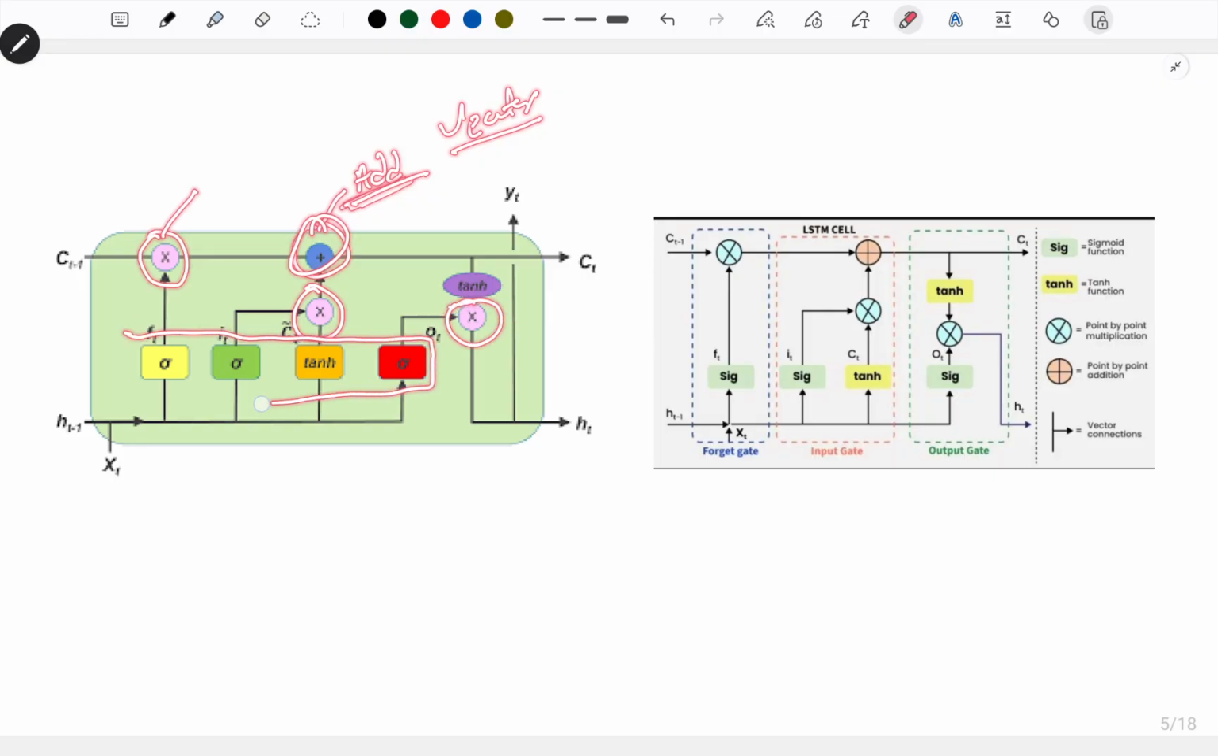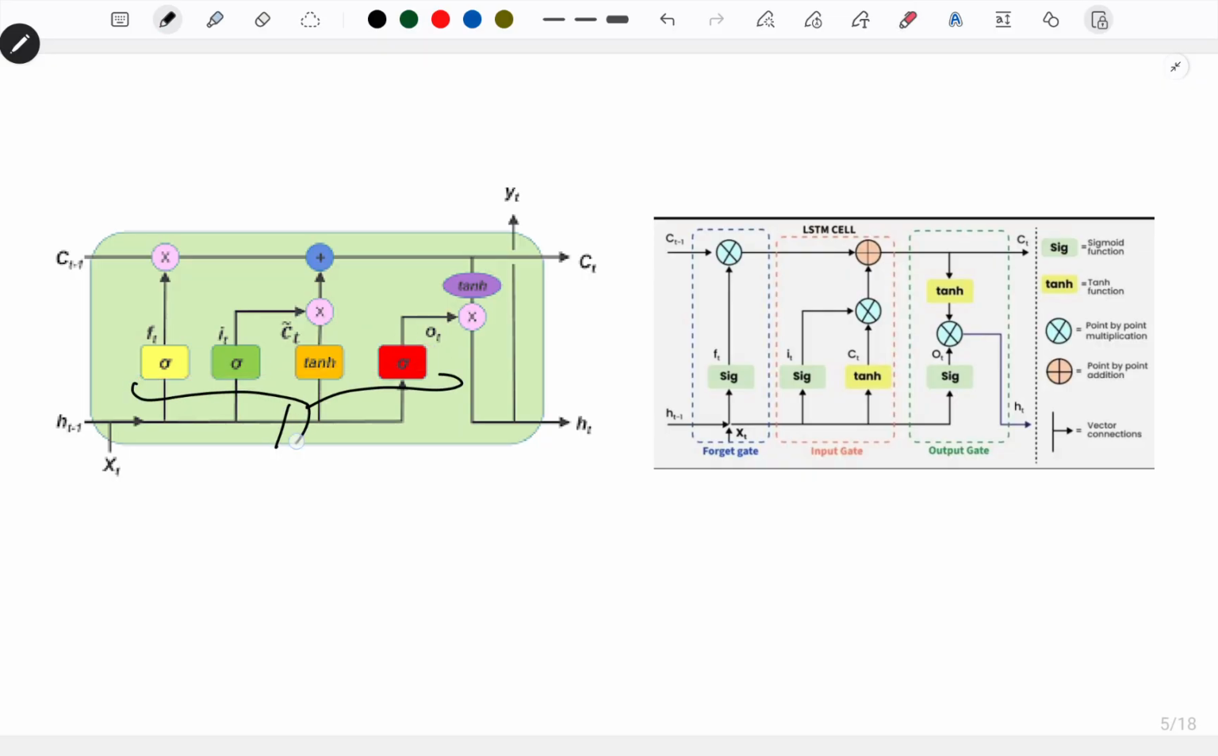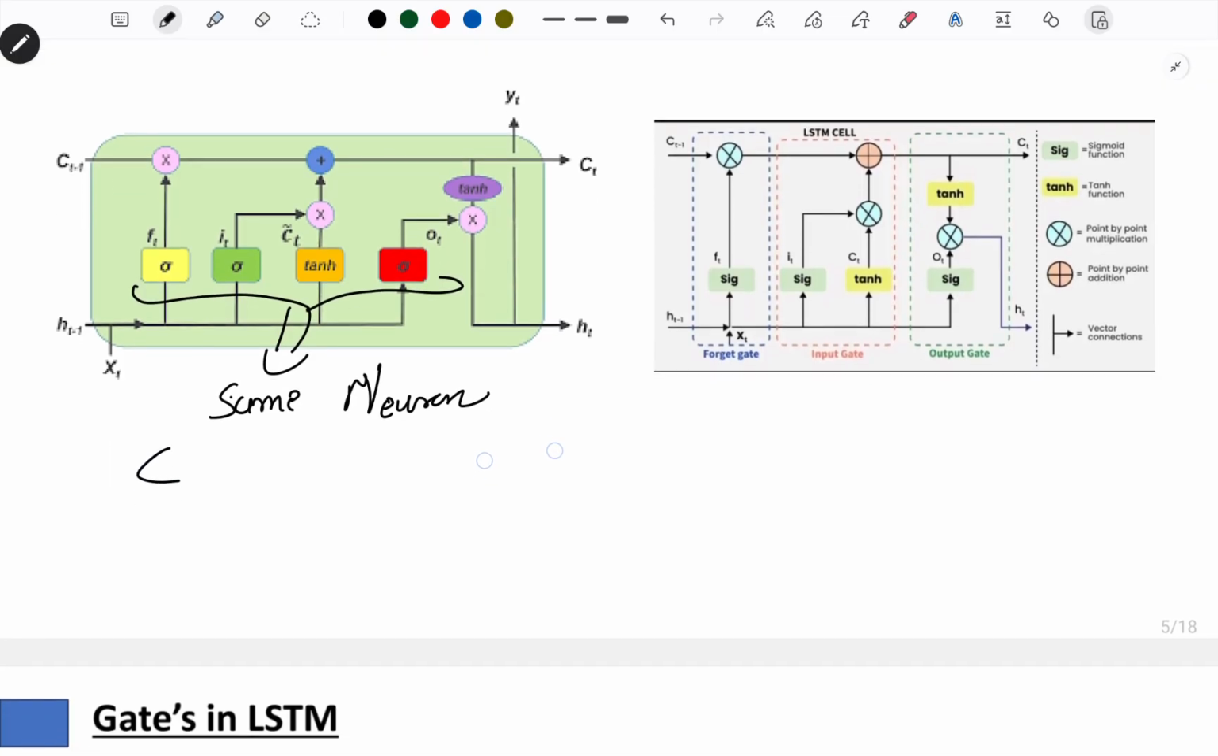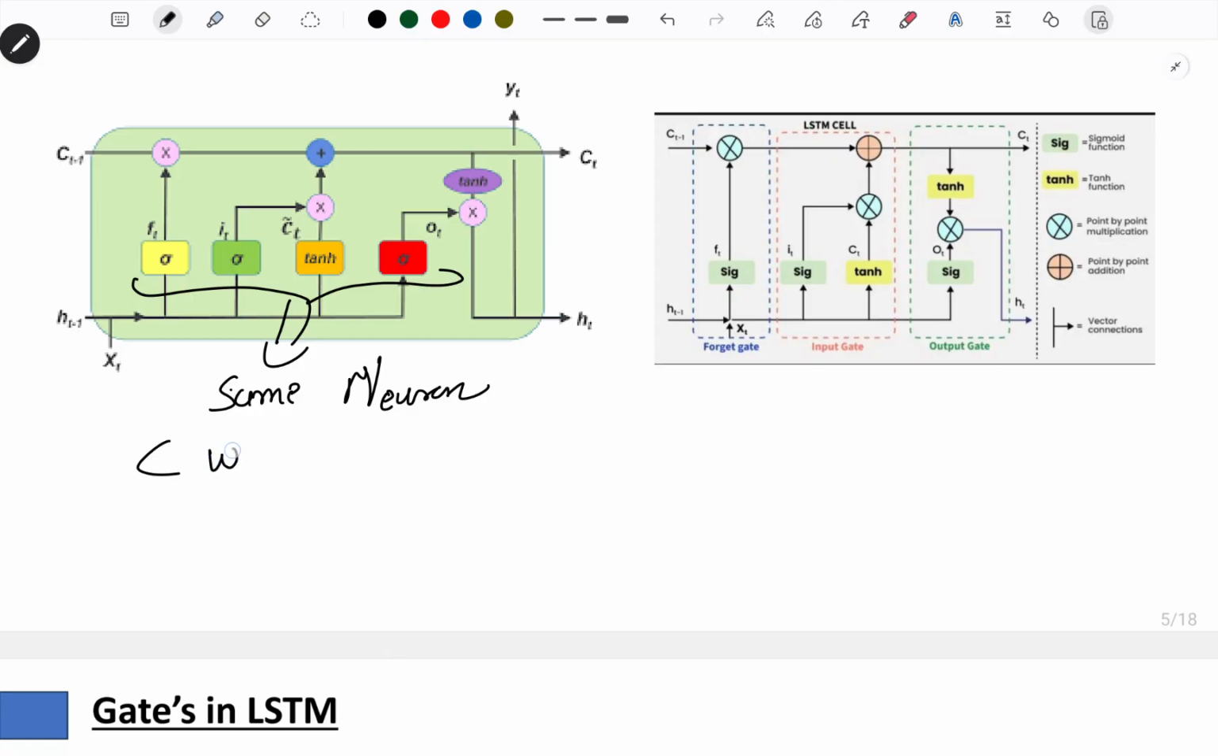These four, I'll tell you, are neural networks. This symbol is basically a sigmoid neural network. This is a neural network with activation function sigmoid. This is a neural network with activation sigmoid. This is a neural network with activation tanh. This is again a neural network with activation function sigmoid. One more property about these neural networks is that they all have the same number of neurons in their architecture, but same number of neurons doesn't mean that they are all the same, because the weights are different.